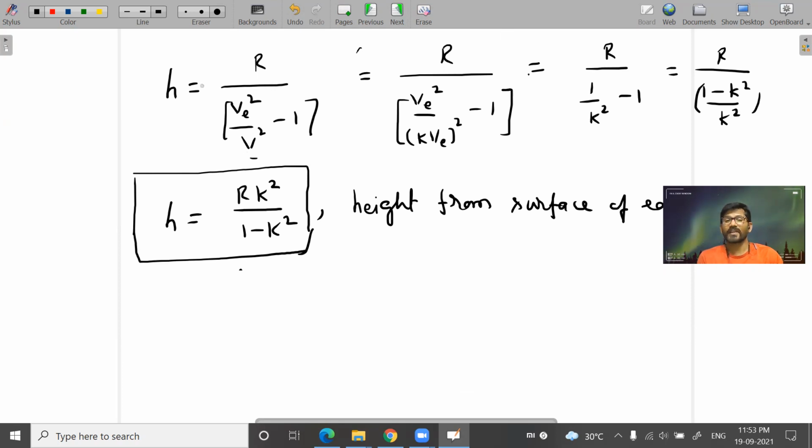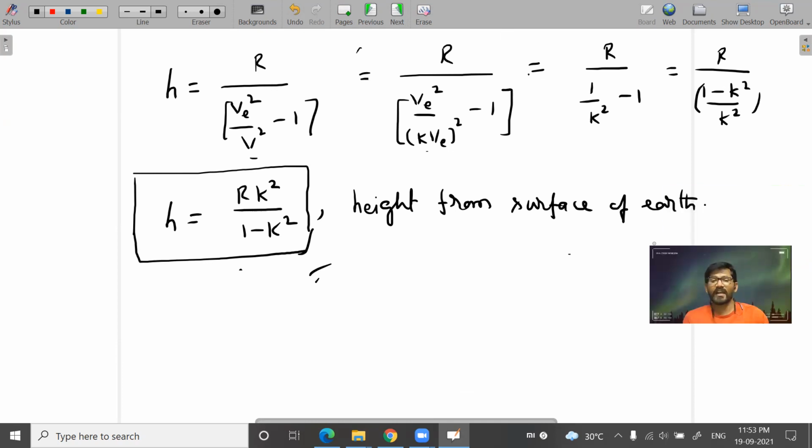By substituting this V and squaring and simplifying, V square cancels, and we will get 1 by K square here. So 1 by K square minus 1. Further simplifying this, we will get 1 minus K square by K square. K square goes to the numerator and becomes R K square by 1 minus K square, which is the height from the surface of Earth, from ground.